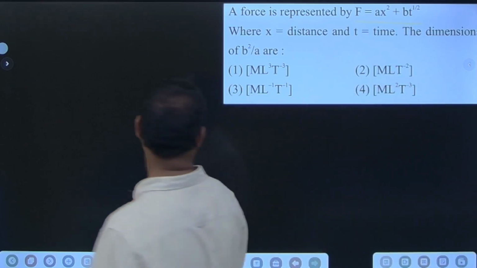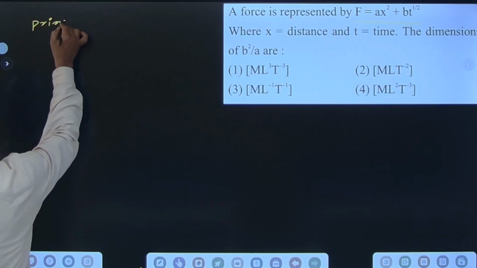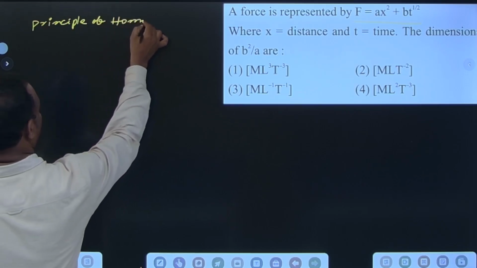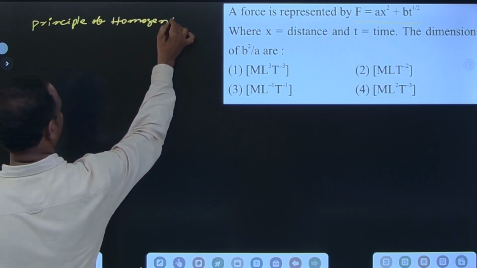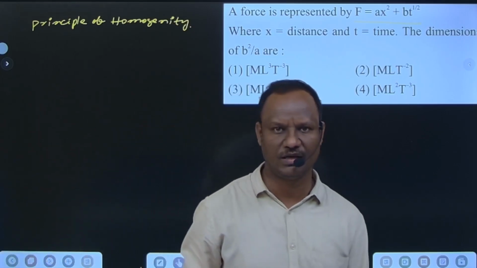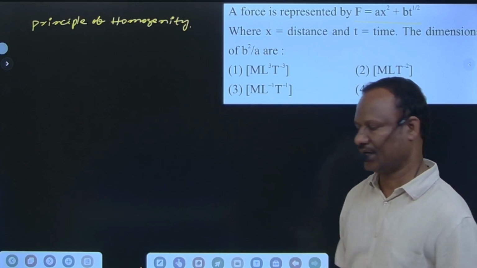Okay, so this is based on the principle of homogeneity. What is the principle of homogeneity? Physical quantities of the same dimension formula can be added, equated and subtracted also.